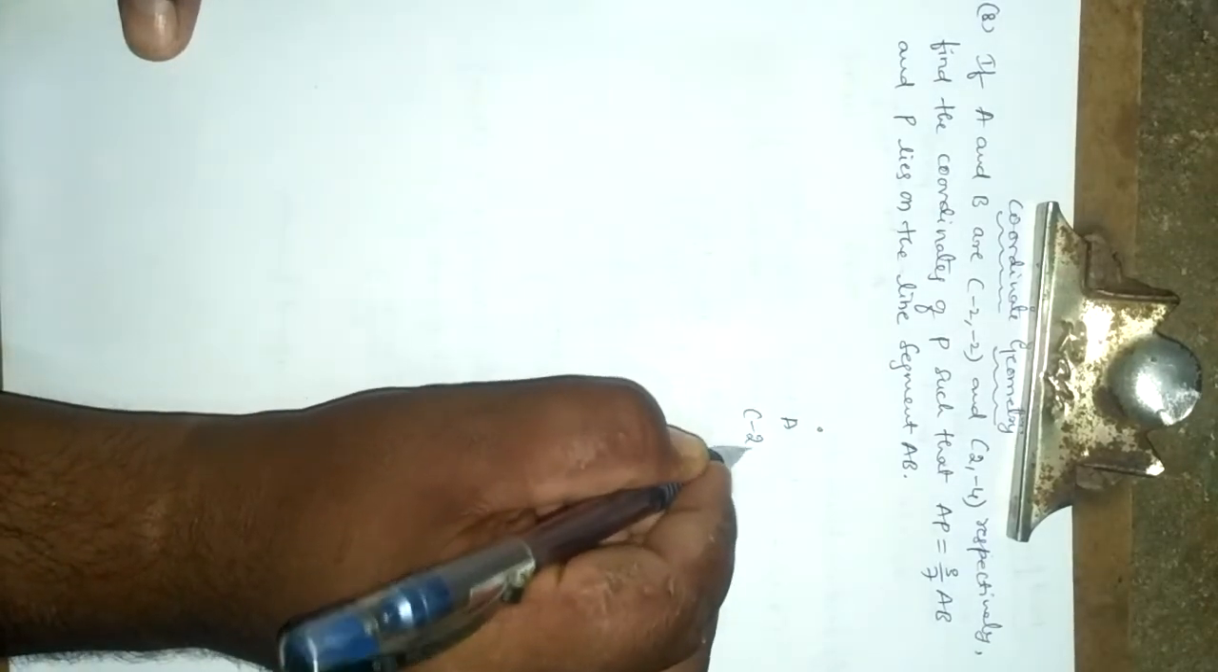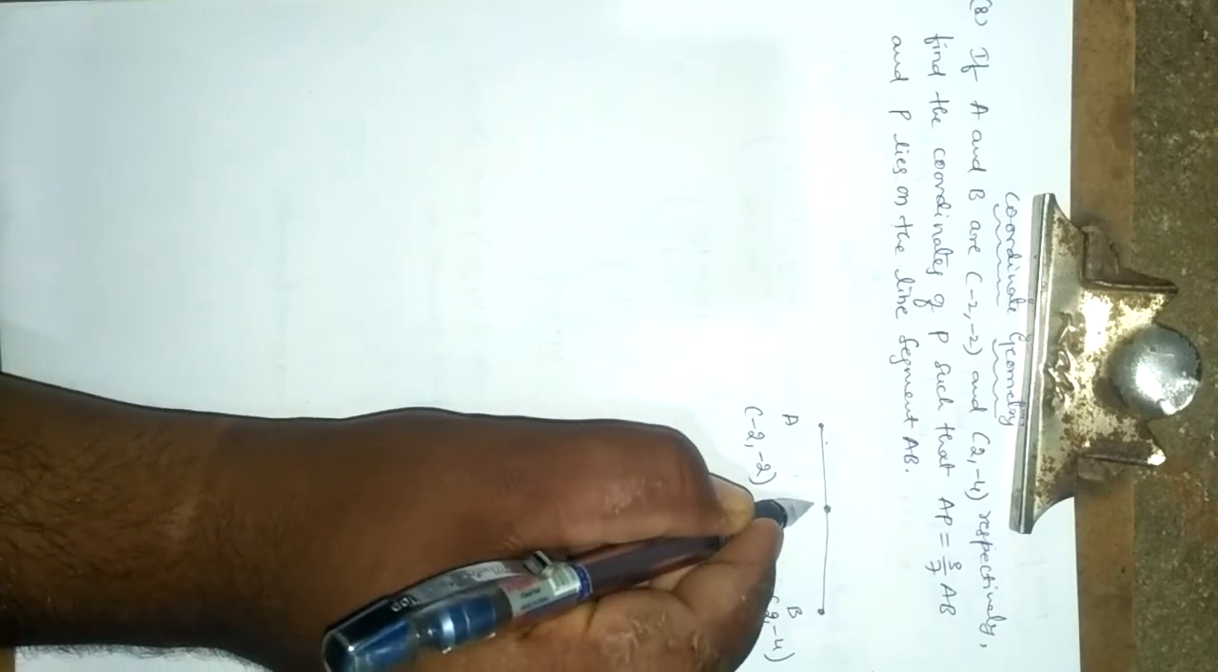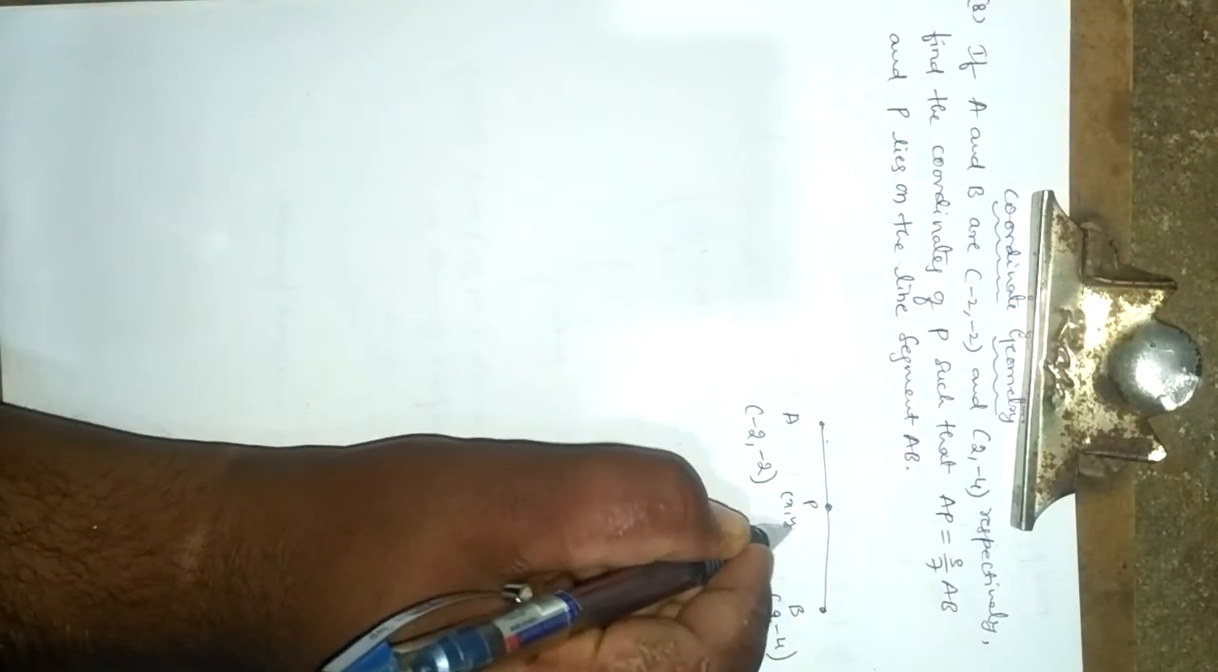So here I am going to take point A, whose coordinate is (-2, -2), and one more point, B, whose coordinates are (2, -4). If I join AB, this is called line segment AB. P lies on the line segment AB, so P lies in between A and B. I am going to take that point as P. I don't know the coordinates of point P, so I am going to take it as (x, y).